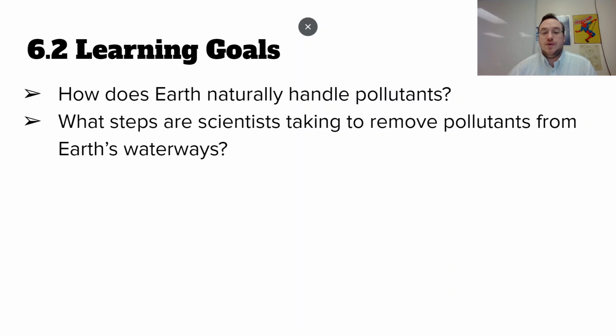Right, so we talked about how Earth naturally filters the pollutants in a water system through the lithosphere. And we talked about a couple of the different ways that scientists are removing pollutants from Earth's waterways. But remember, scientists are mainly focusing on prevention because prevention is a better route than treatment.